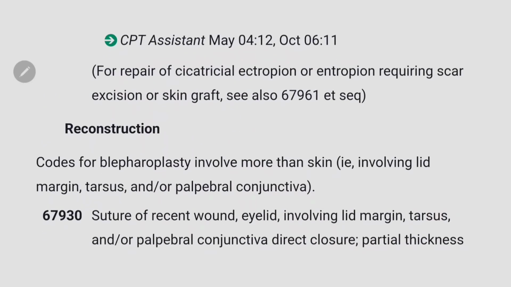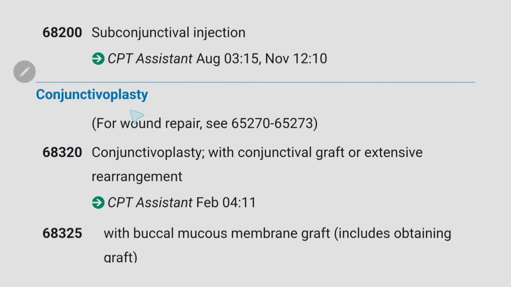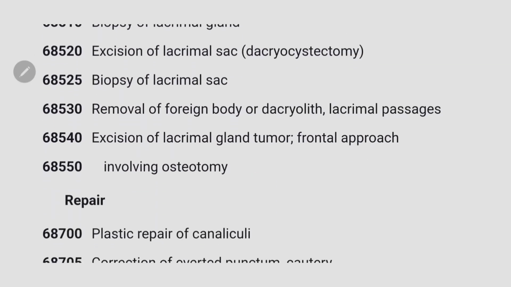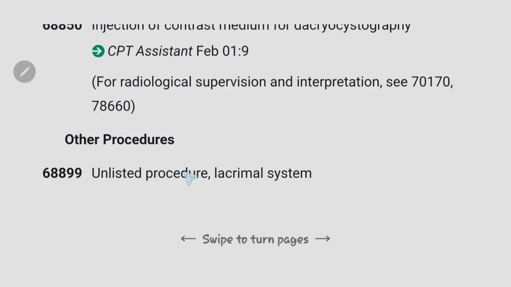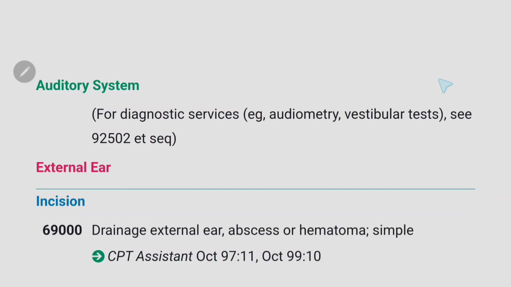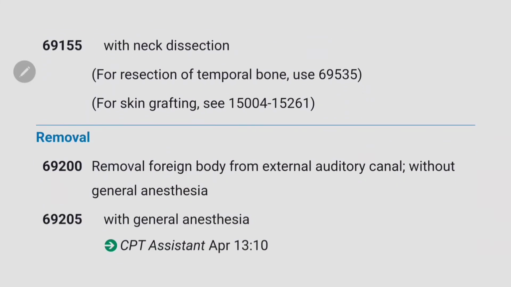Next, there are codes for reconstruction, incision and drainage of conjunctiva, conjunctivoplasty, and there are codes for lacrimal system incision, excision and repair. Then there is probing or related procedure codes. And at last, the code for unlisted procedure lacrimal system. Next is auditory system. So here also the procedures are organized anatomically. At the beginning, we have codes for external ear incision, excision, biopsy, and removal codes.